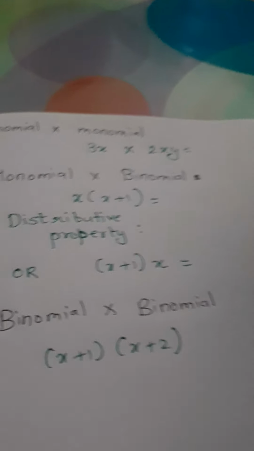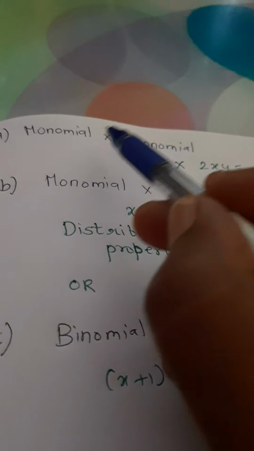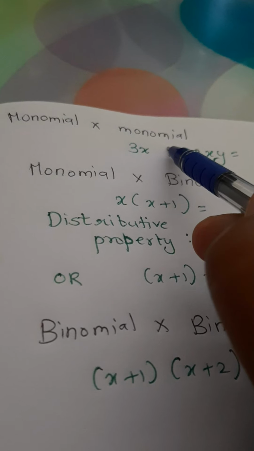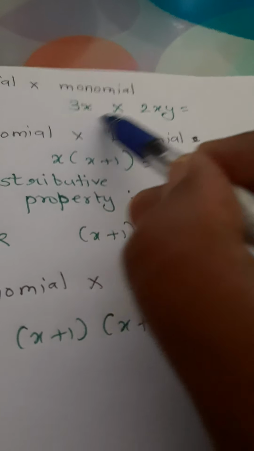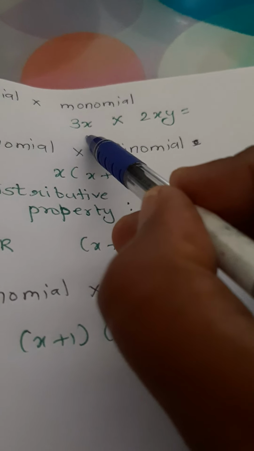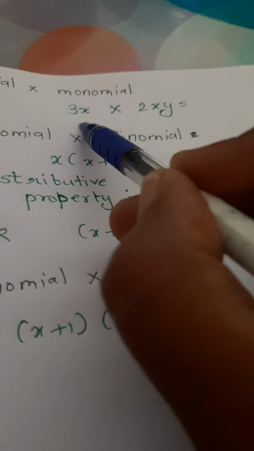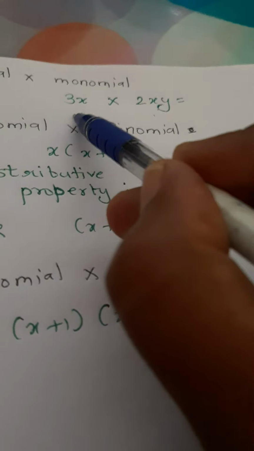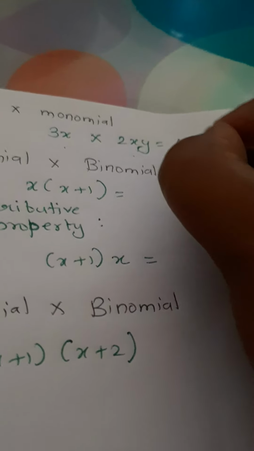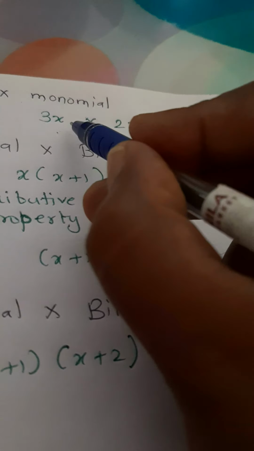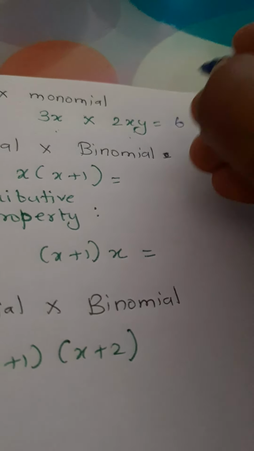So for multiplication, I have taken various examples. First example is how to multiply a monomial with a monomial. For example, I have taken 3x is one monomial, that is, it consists of only one term, and a second monomial is 2xy. So how to multiply 3x into 2xy? So first you multiply the number part. So 3 into 2 will become 6. And second you also multiply the variable part. So x into xy will become x square y.